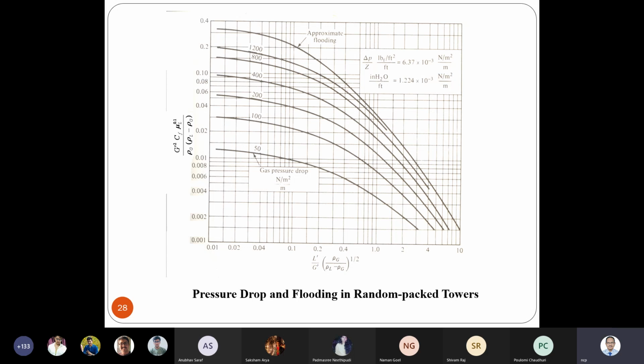In case of packed towers, this is totally different from the tray towers in the sense that in tray towers, we have seen the contact is stage wise, in different trays or step wise, right? But in case of packed towers, it is continuous contact. It's not in steps or in stages, right? So continuous contact of gas and liquid throughout this packed bed, right? So obviously the design procedure is different.